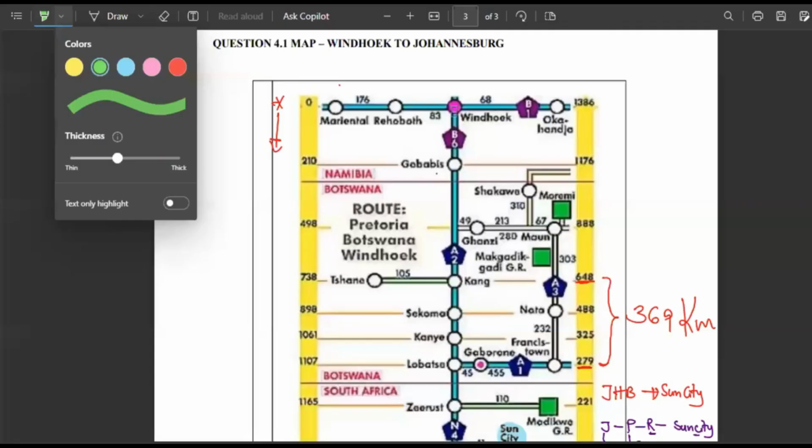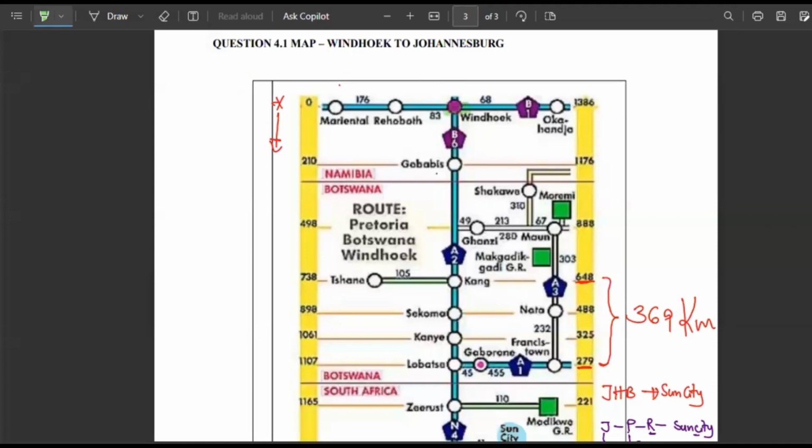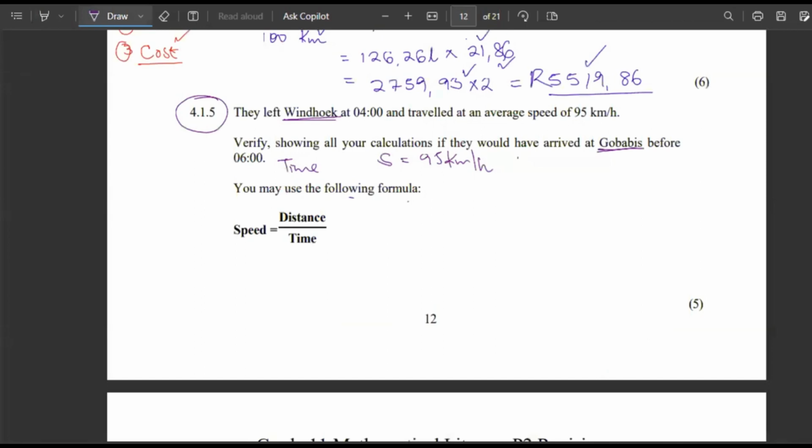So this one. From this place to this place here, still in Namibia. So how much have they covered? Remember, I told you when you're from this place, we shall use this side here. So from 0 to this much. So the distance is 210 kilometers. So they have covered 210 kilometers. Let's go and calculate now. The distance we have as 210 kilometers.